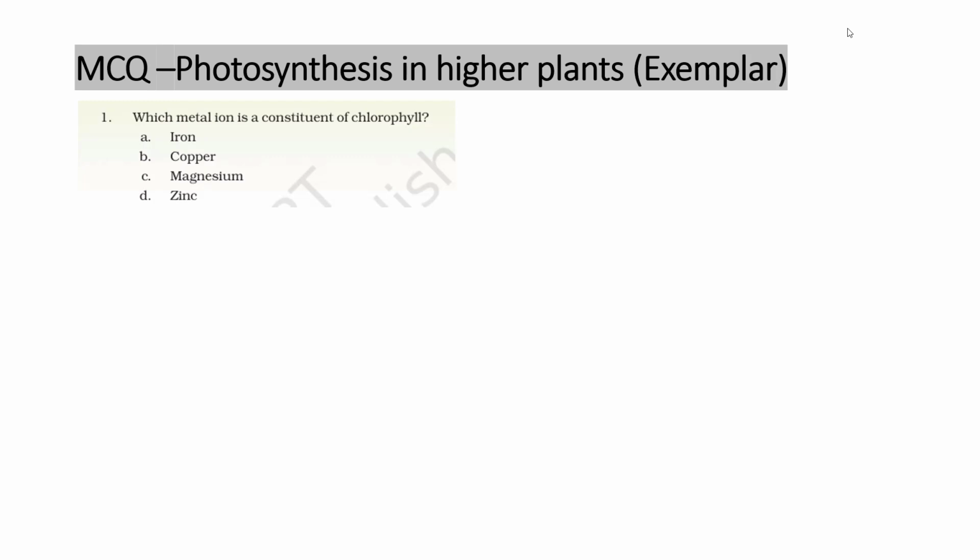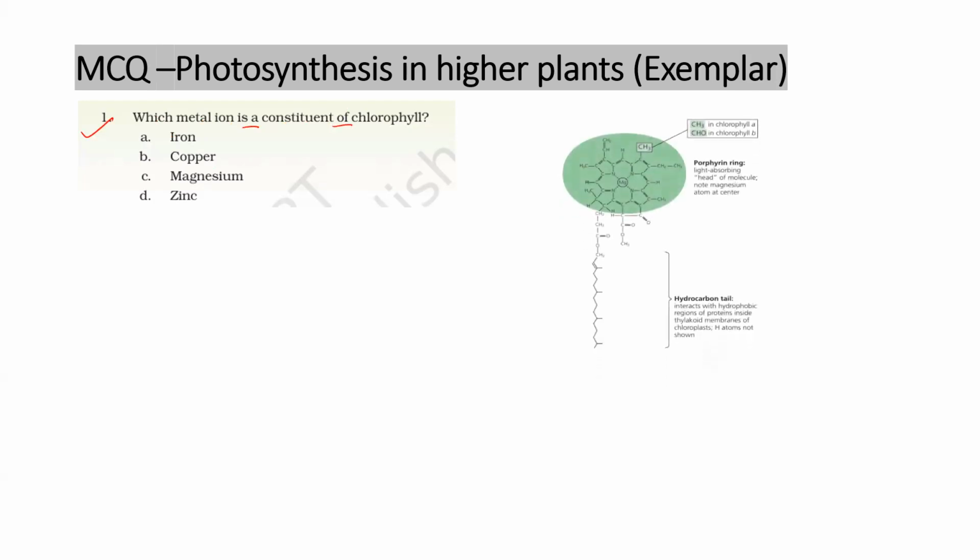In this video, we are going to discuss MCQs from the Exemplar book. Now see, the first question which is asked is, which metal ion is a constituent of chlorophyll? If you remember, we have already discussed this diagram in the previous video. And if you see in the center, magnesium is present. So the answer will be magnesium ions.